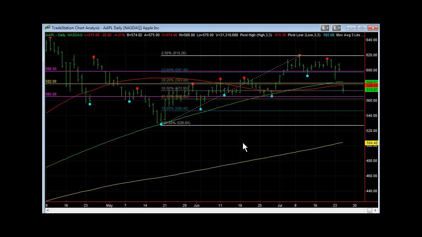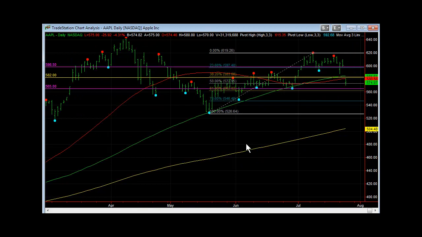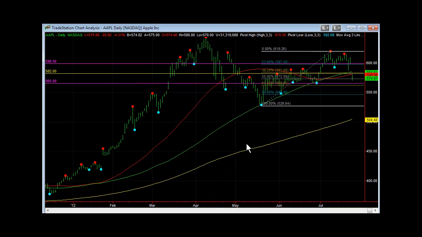If you like to trade Apple, watch this 565 level and see if it can hold. And if it holds, be watching for a nice move back up to refill a bit more of that gap, and who knows, maybe it'll fill the whole gap.